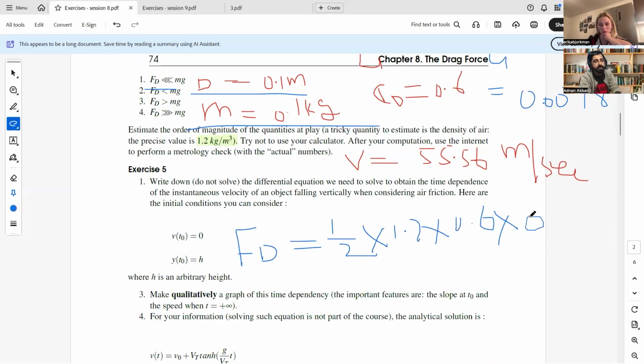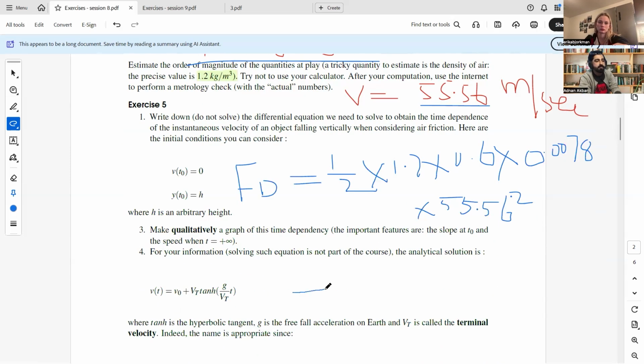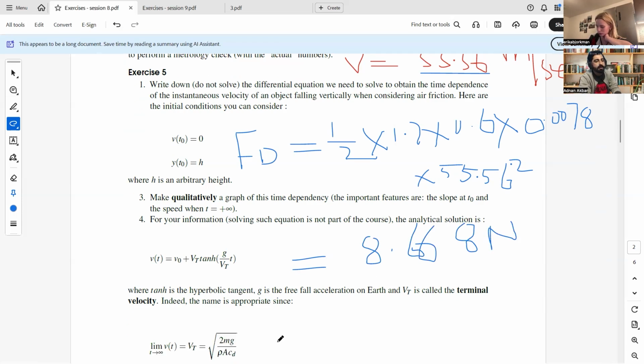So put here the area 0.0078 multiplied by the speed, that is 55.56 squared. As a result, we have the drag force relation F_D equal to 8.668 Newton. And now we need to calculate its weight.